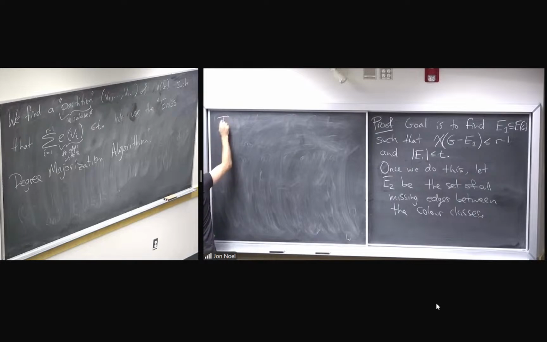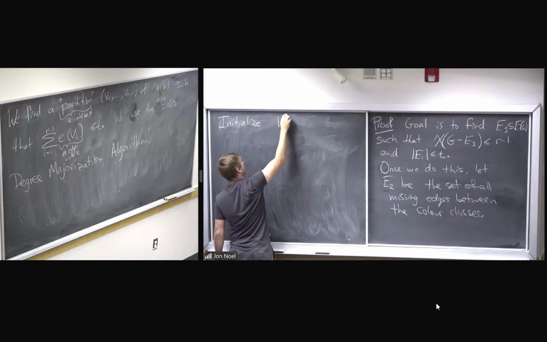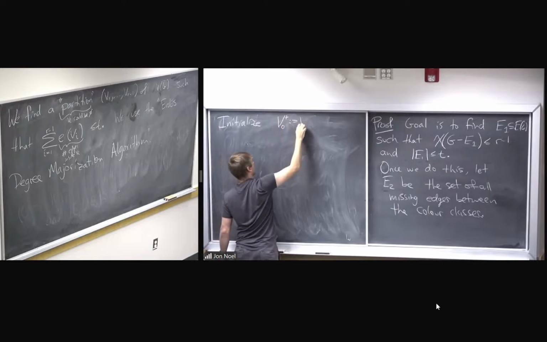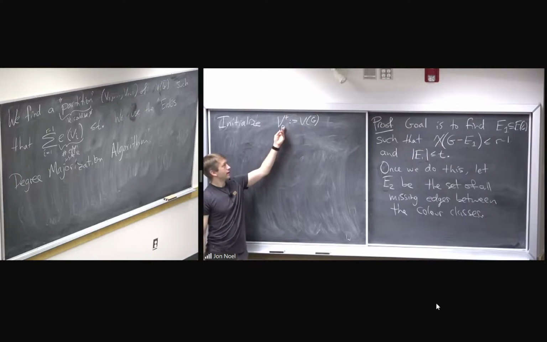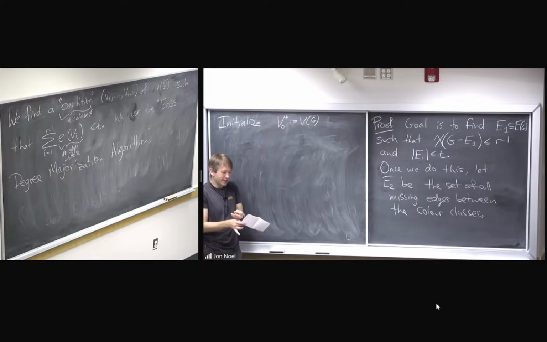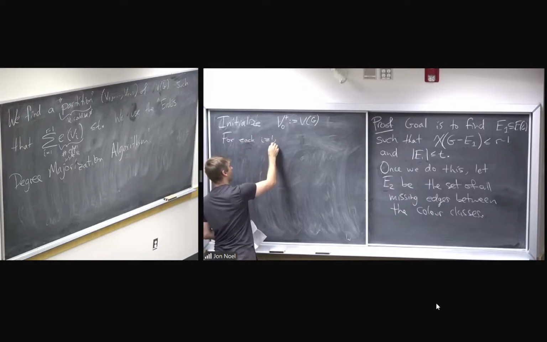So I'm going to initialize, before we start the algorithm, I'll define a set V0 plus to be the set of all vertices of G. You should think of this set as the set of vertices that haven't been processed yet, and we're going to process them later. So for each i at least 1, do the following.